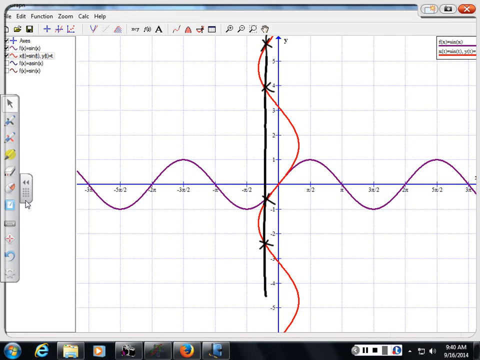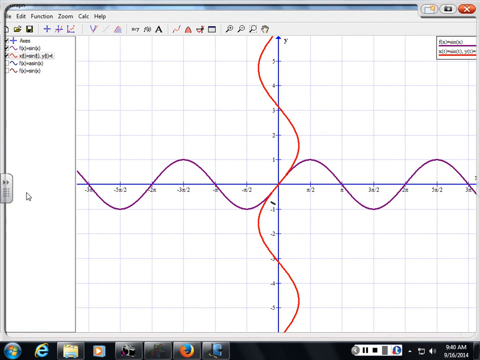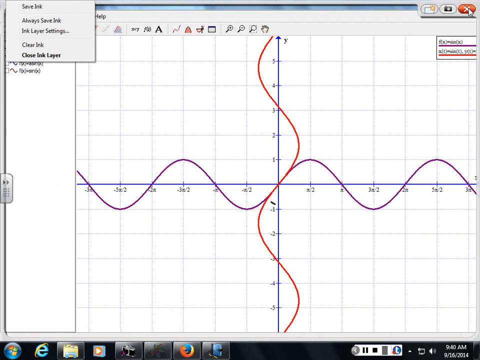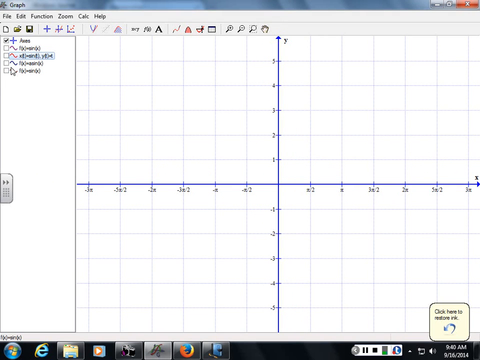So, let's see if I can remember how to get rid of this stuff. There we go. If I do this instead, whoops, that's not what I want. If I restrict my function from negative pi over 2 to pi over 2, does it still fail the horizontal line test? No. Which means that restricted, I will have an inverse function.